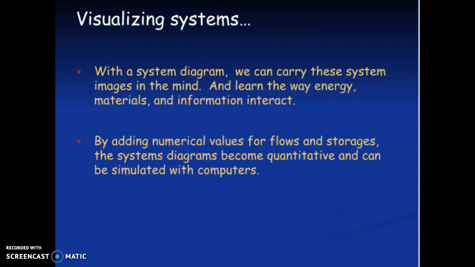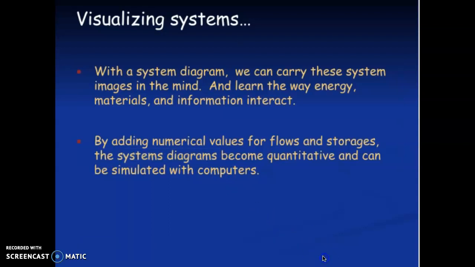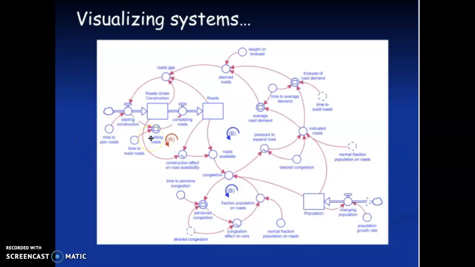How do we visualize systems? In order to visualize it, we will use diagrams. We will use system diagrams. They are quantitative information that we can add to the computer system, so the computers can give us simulated results about our system. This is one way of visualizing the system. This is a system diagram.